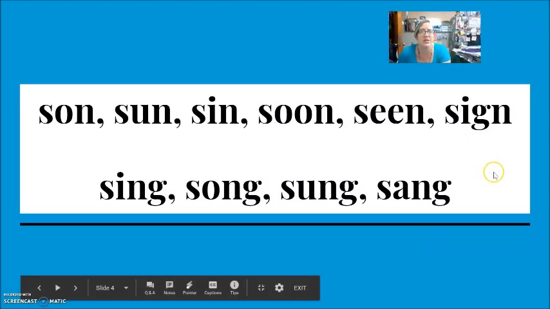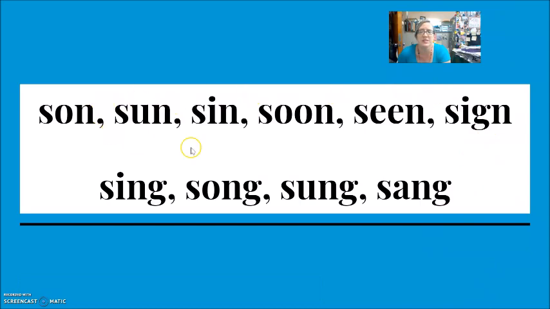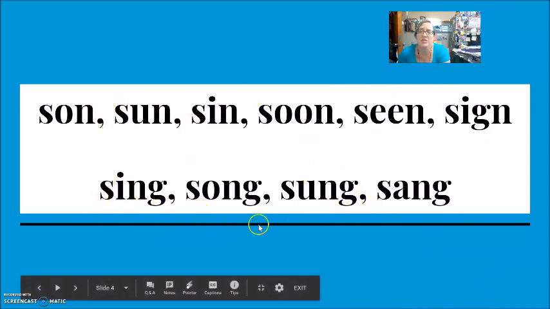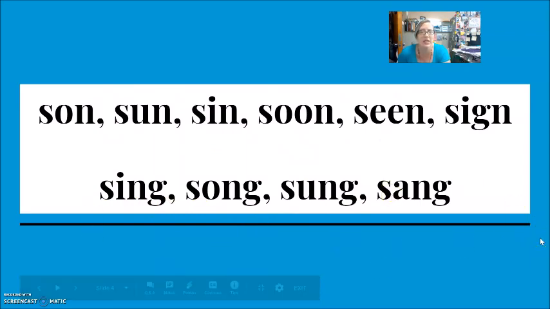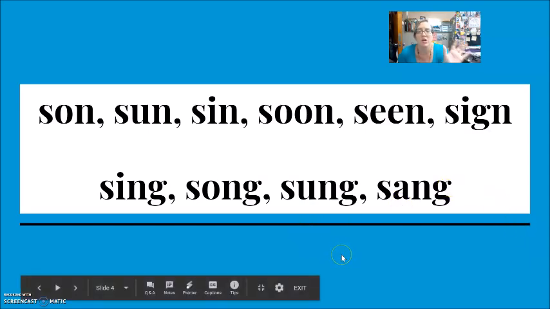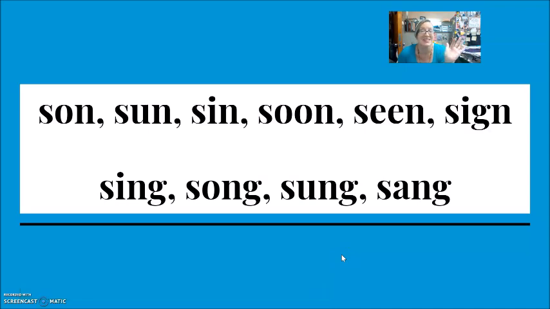The set that we're going to look at right now is across your screen. We're going to divide them into this group of 6 on the top and this group of 4 on the bottom, because the group of 4 on the bottom have that ng sound, which is made up near the back of your mouth. The 6 across the top row have just the simple N sound at the end. The 4 across the bottom have the ng sound. So our words across the top, these 6, are sun, sun, sin, soon, seen, sign, and the 4 across the bottom are sing, song, sung, sang. And we'll jump more deeply into the pronunciation, how they are formed in your mouth, and the meaning.